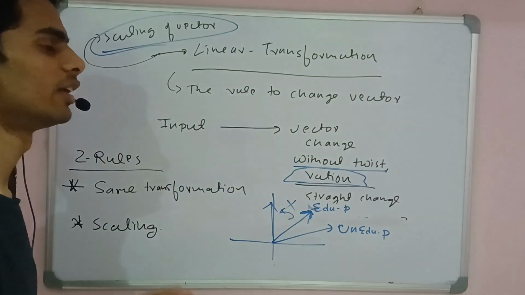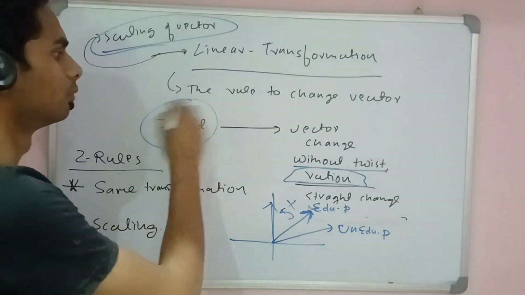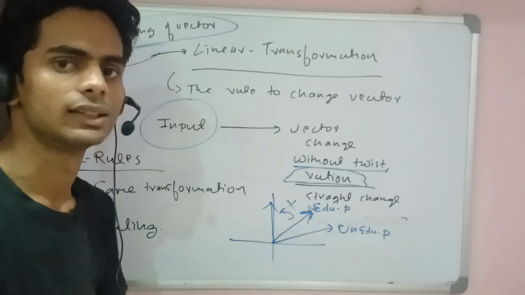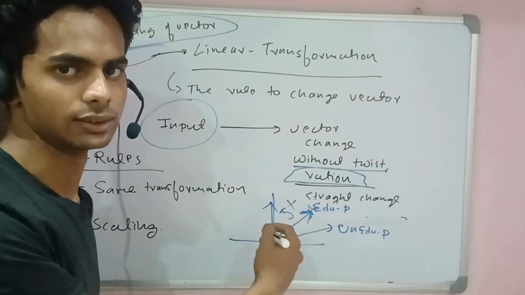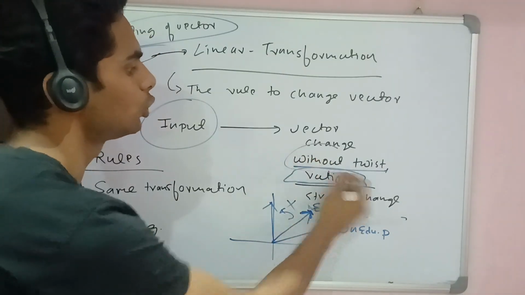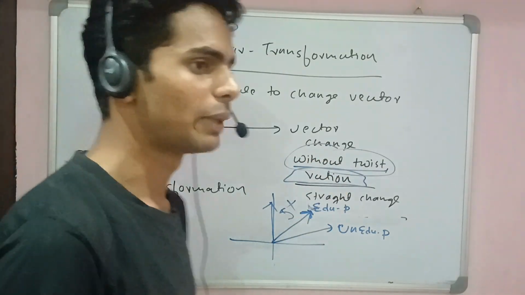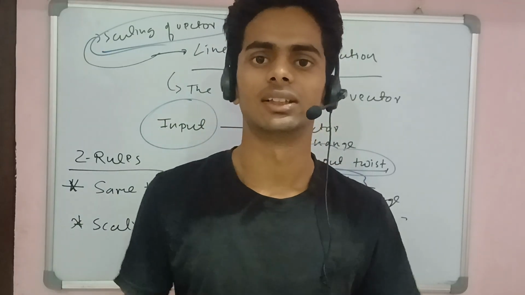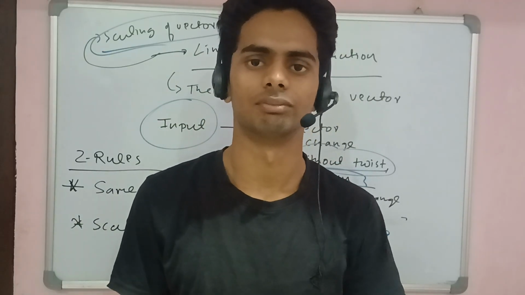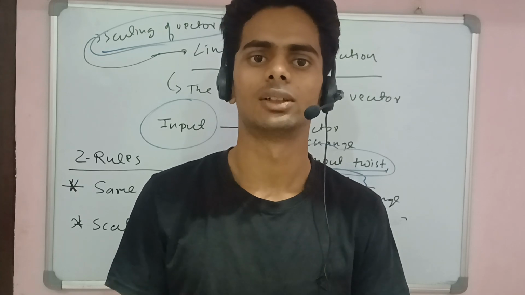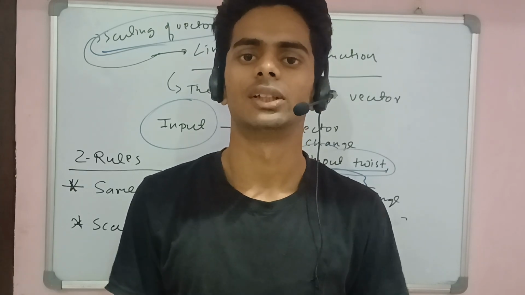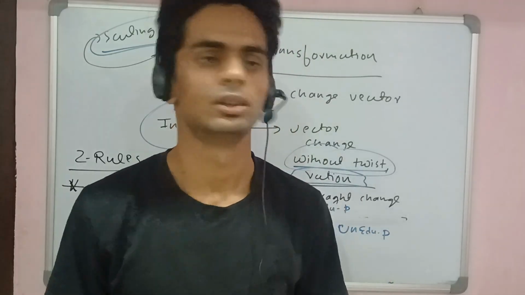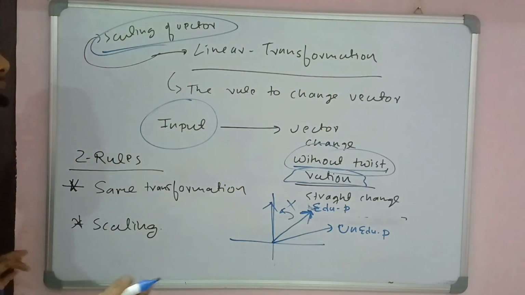Linear transformation means that if you give an input, the vector changes. Here the weight and bias are applied and the vector tries to change, without twisting or rotation. The vector remains the same in direction, but the value changes: the vector length may shorten, elongate, stretch, move near zero, or go above zero. That is the way to understand linear transformation.